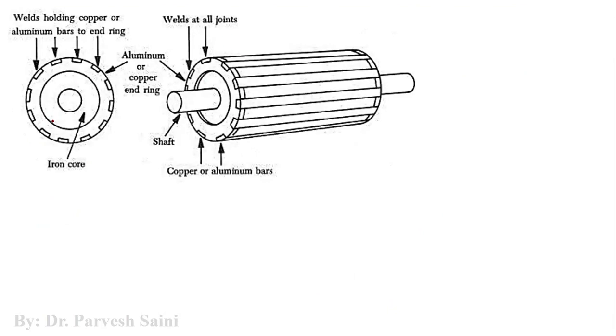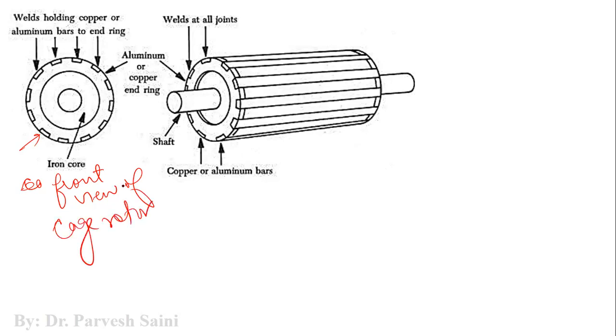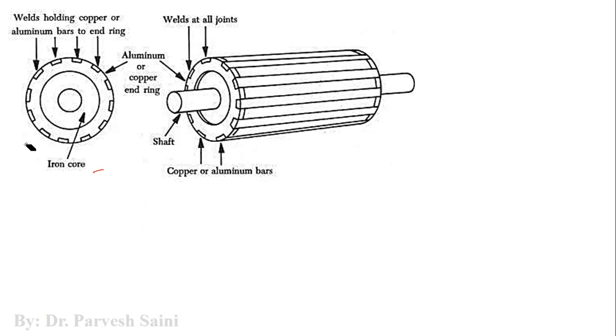Now let us come to this one. This is the cross sectional, the front view of the cage rotor. Now when you have the magnetic field rotating around this cage rotor, this magnetic field will cut these conductors, right?